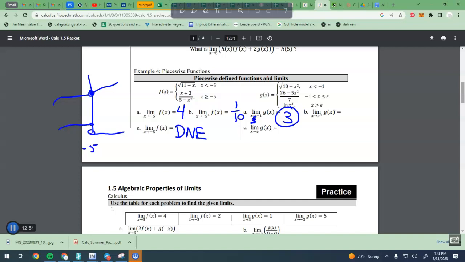Part B. I want e from the right-hand side. So I want to use numbers that are bigger than e. Which one of these, top, middle, or bottom, involves numbers bigger than e? It's the bottom one, right? So I'm only plugging into that bottom one. This is not asking me to check from the right or the left and see if they match. This is just saying, look at the right-hand side. Tell me what you get.